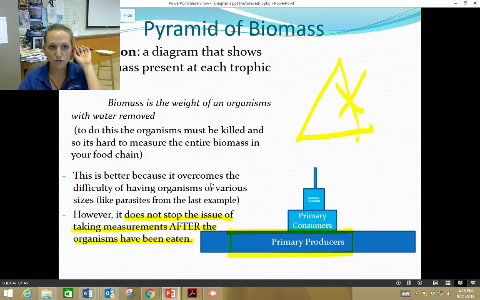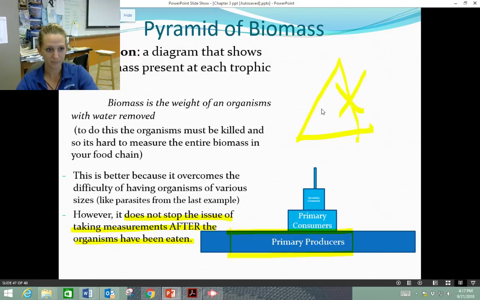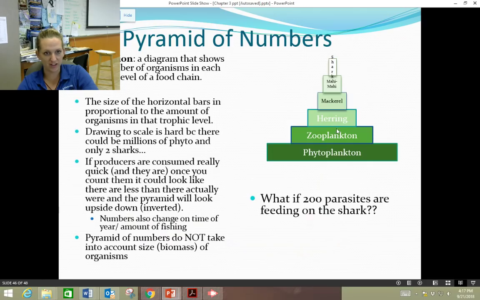This is better to show your trophic levels because it overcomes the difficulty of having organisms of various sizes. So like the parasites. What if 200 parasites are feeding on the shark? It's going to look large up here, but this does not take into account the size of organisms. However, it does not stop the issue of taking measurements after the organisms have been eaten. So we can't necessarily tell what's true about this biomass if these organisms have been eaten. It'll add to the biomass of the trophic level above them. But this is a better way to show energy transfer than this.